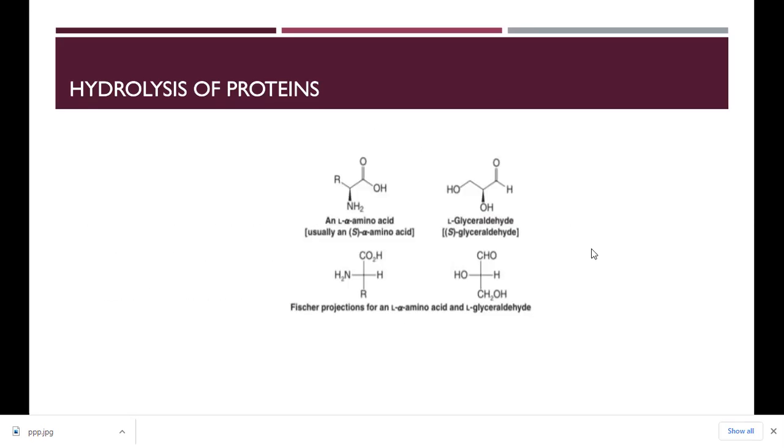Hydrolyzed protein yields different alpha amino acids. This is an amino acid, usually an L alpha amino acid. This is L-glyceraldehyde, and this is the Fischer projection of an L alpha amino acid and L-glyceraldehyde. Fischer projection means the presentation of the two-dimensional structure of a molecule, the presentation of a two-dimensional structure of the molecule which has a three-dimensional molecular structure.